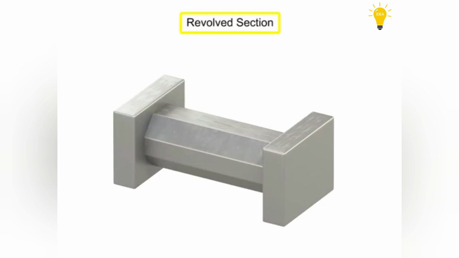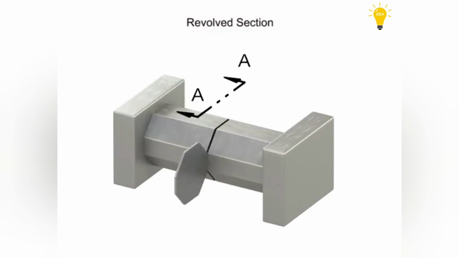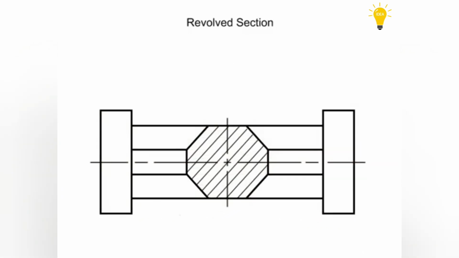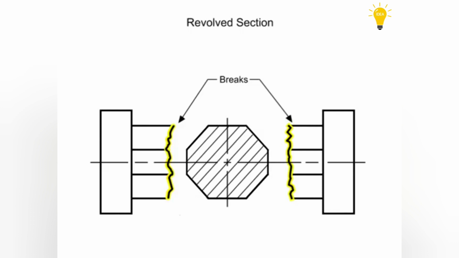A revolved section is created when the cutting plane slices through the feature, but the cut shape is rotated 90 degrees and shown directly on the regular view. Sometimes the new section is shown without breaks, and sometimes it is shown with breaks.